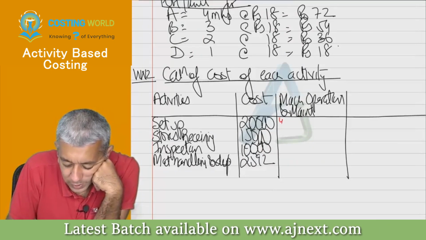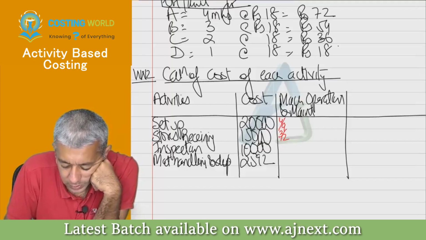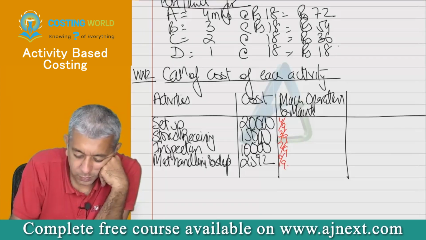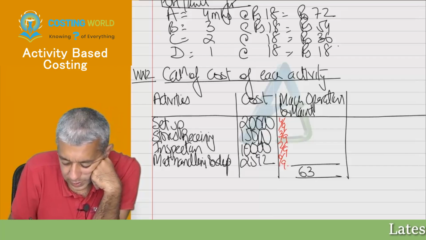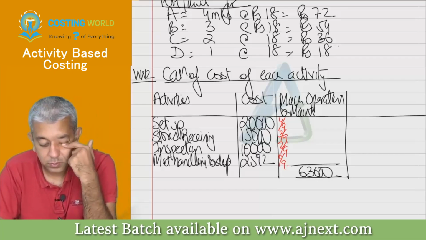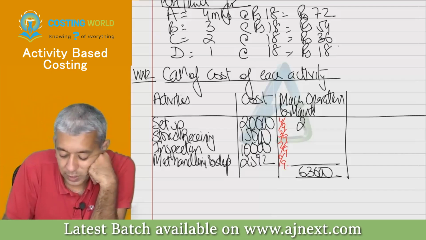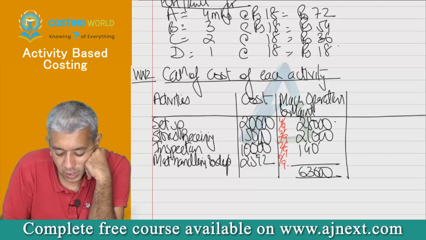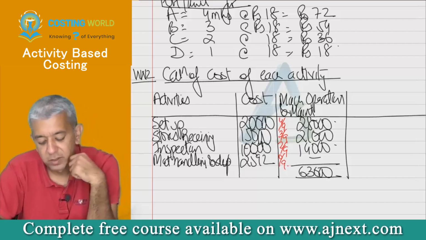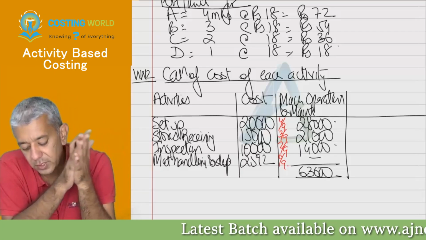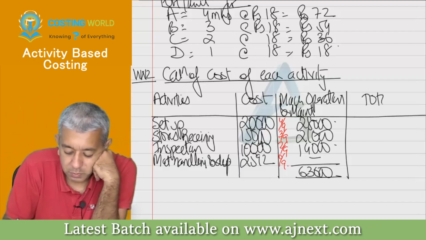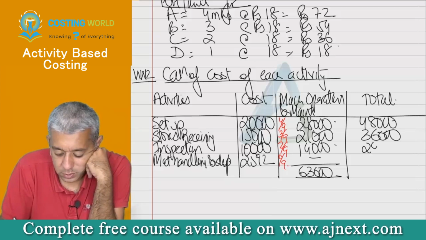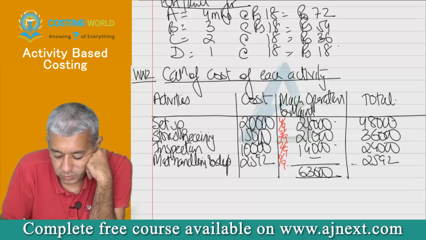Take any colored pen and write down 4 by 9, 3 by 9, 2 by 9, 0 by 9, and take 63,000. Please divide in the ratio of 4:3:2. We will divide by 9, 7,000. So 28,000, 21,000, 14,000. Total it up. 48,000, 36,000, 24,000, 2592.